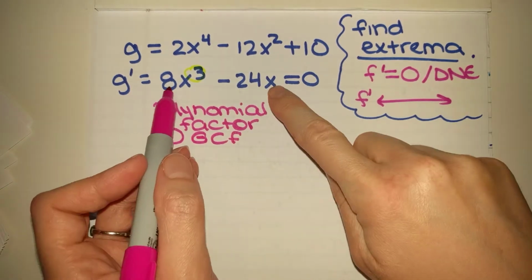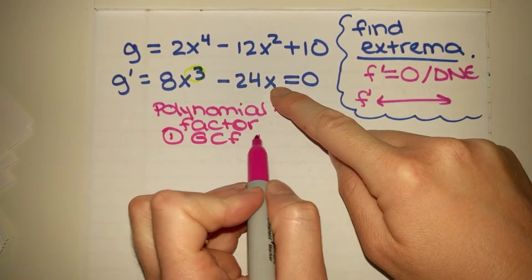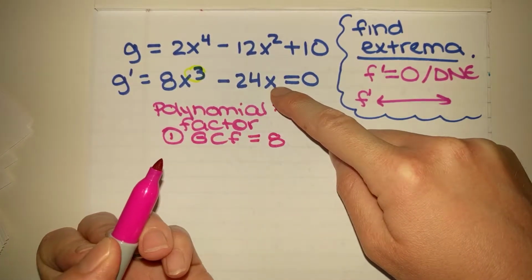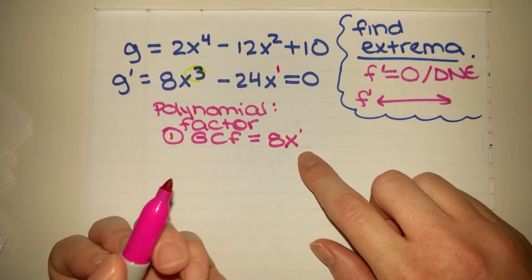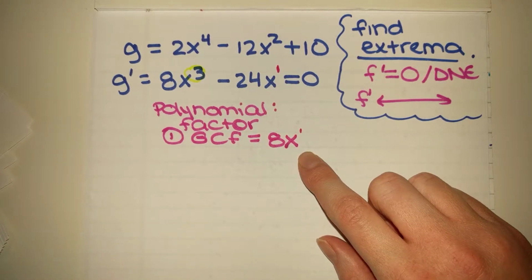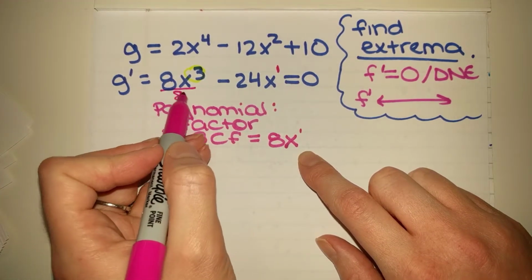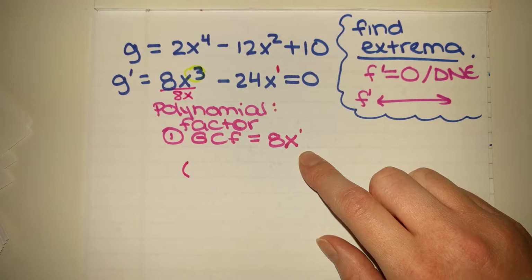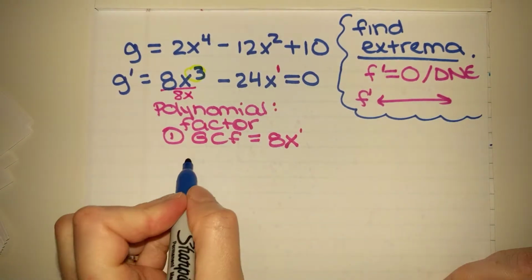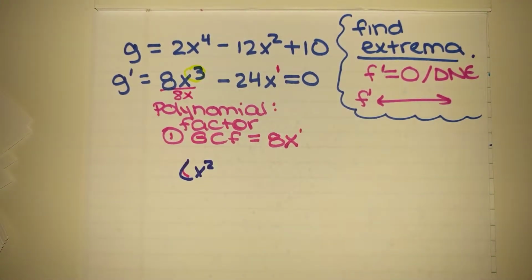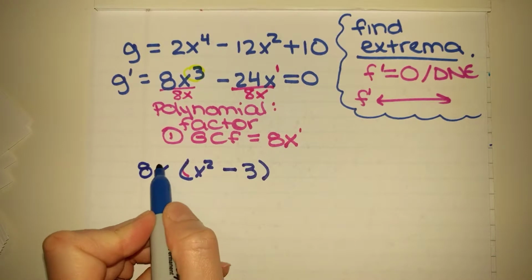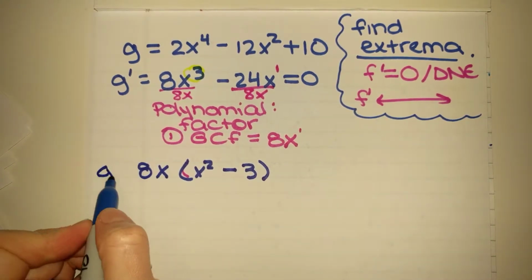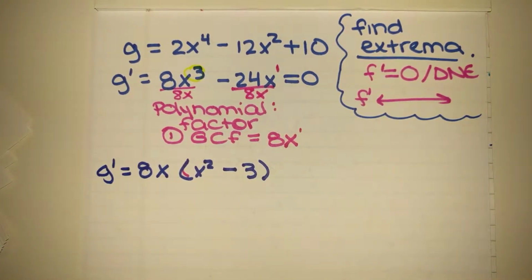So when you look at these two terms, you see that there is an 8 that is common to both terms, and the GCF is always the smallest exponent. So you have x to the first power. So again, keep in mind, you'll divide this by 8x, and that will give us x squared, and then you'll divide this by 8x, and that will give us -3. Now, we need to put our GCF out in front, and this will be our factored form of g prime.